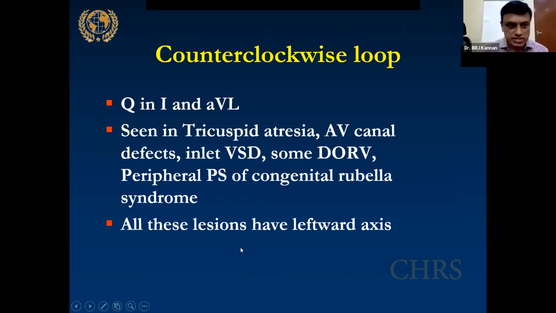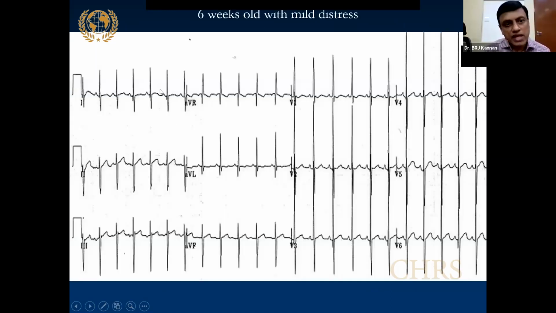Now let's go to another example. Here again, there is left axis deviation. Here again, you have counterclockwise loop. Q waves are seen in 1 and AVL. But you see both RV and LV dominance. In the previous case, there was no RV dominance. Here there is both RV and LV dominance.